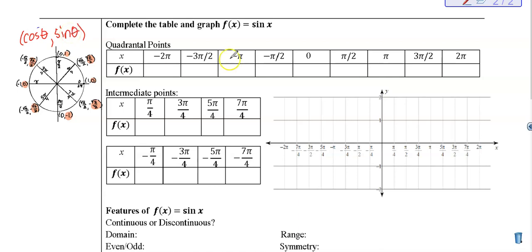Okay, so back to the picture. Let's start at 0. Actually, I think we could start at negative 2 pi, right? That would be right here. What's the sine at negative 2 pi? 0. Then let's just go back to negative 3 pi over 2.